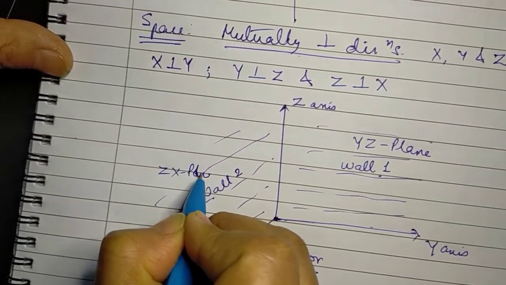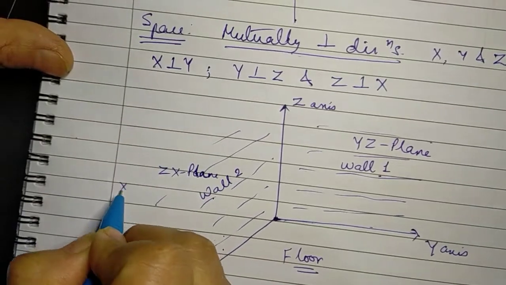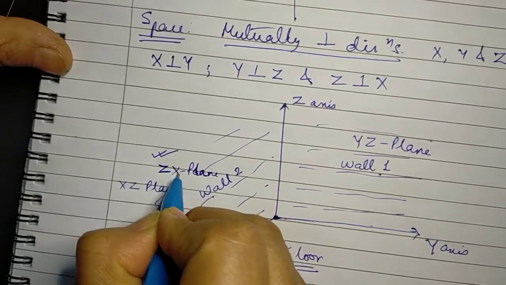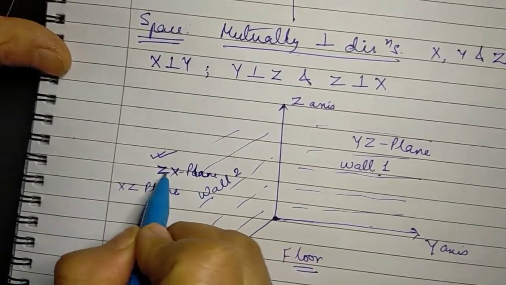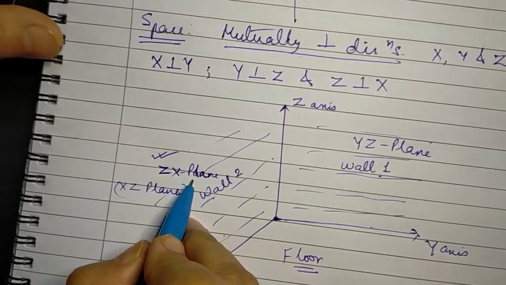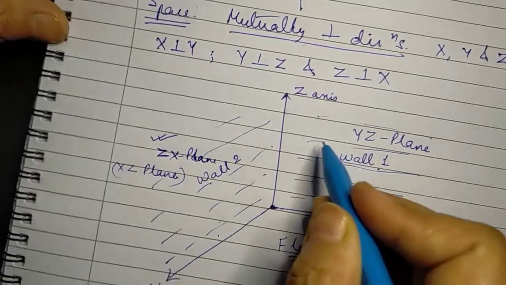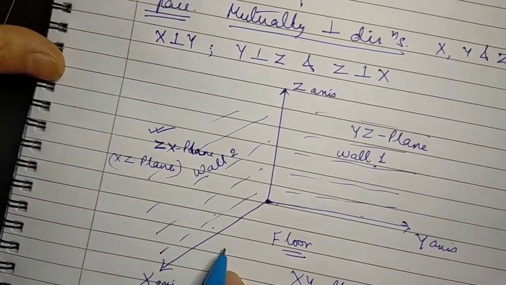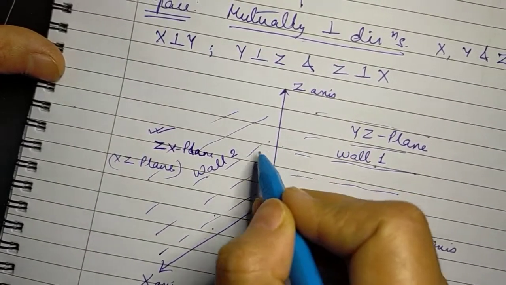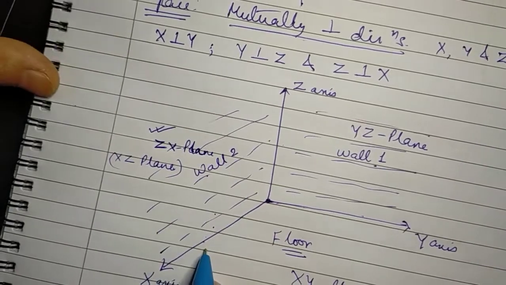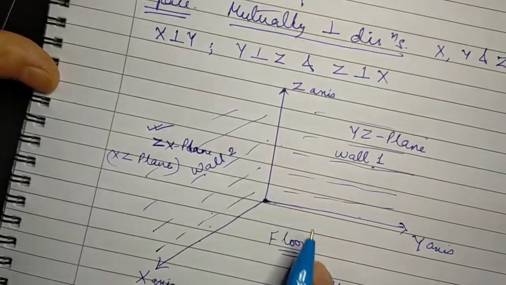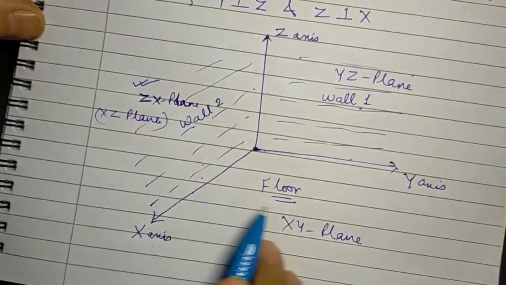In some of the books it is also mentioned as the xz plane, but we prefer calling it the zx plane, so that we are proceeding in a cyclic manner in the anti-clockwise direction. From x to y is the xy plane, y to z is the yz plane, z back to x is the zx plane. So these are the three planes which you can visualize by seeing the wall or the room.